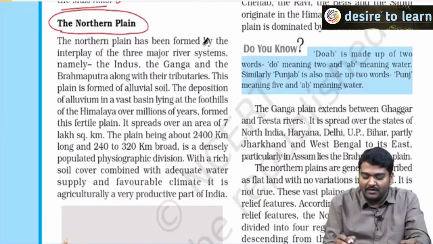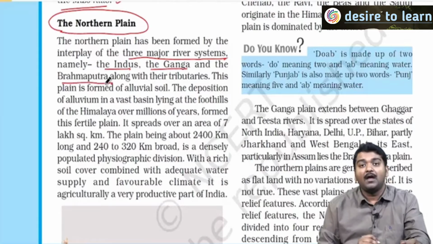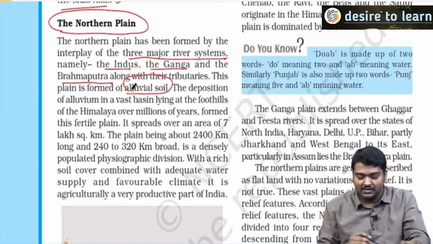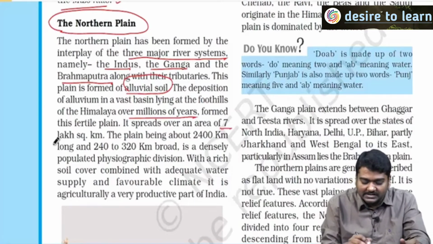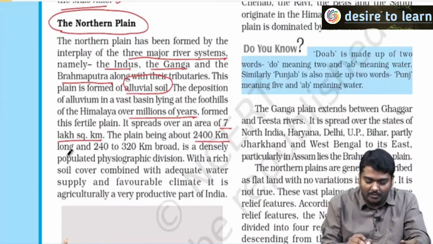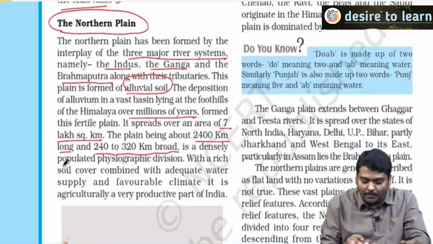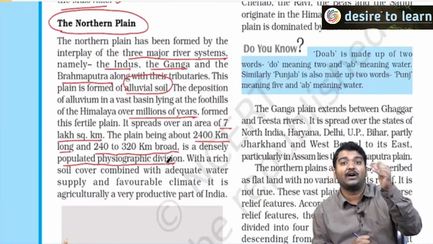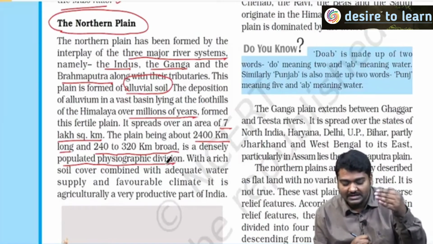The northern plain has been formed by three major river systems, the Indus, Ganga and Brahmaputra, and these rivers bring alluvial soil. The deposition of alluvial soil has taken place over millions of years and has spread over 7 lakh square kilometers. Not required. The plain, being 2400 kilometers long and 240 to 320 kilometers broad, is densely populated because it is made up of alluvial soil. UP and Bihar have more population because of alluvial soil, and fertile soil leads to more agriculture and more people will usually settle there.